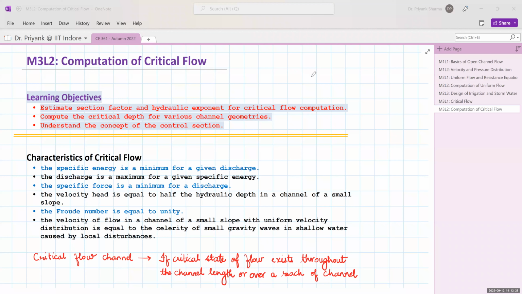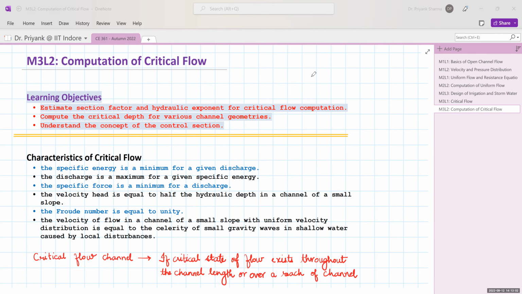Welcome everyone, and today we are going to carry our discussion further and discuss the computation of critical flow. In the last lecture we discussed the critical flow, the governing equation of critical flow, the concept of specific energy and specific force. Today we are going to understand, first, estimating the section factor and hydraulic exponent for critical flow computation. The next learning objective is how the critical depth can be computed for various channel geometries.